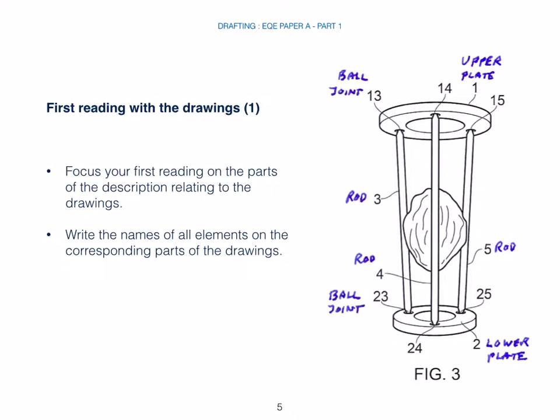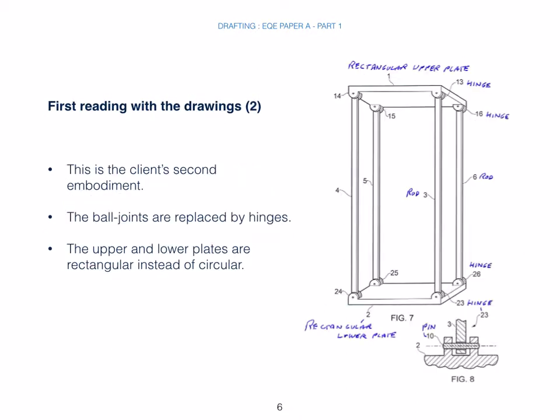Let's now turn to client's figure 7, which is shown on the next slide. Figure 7 is the client's second embodiment or second example of a nutcracker, and we can see just by looking at figure 7 that the ball joints have been replaced by hinges and the upper and lower plates are rectangular instead of being circular.